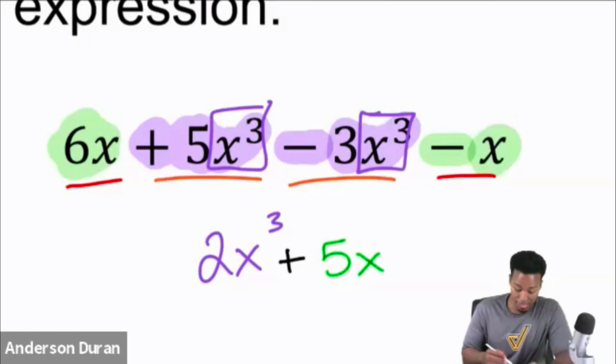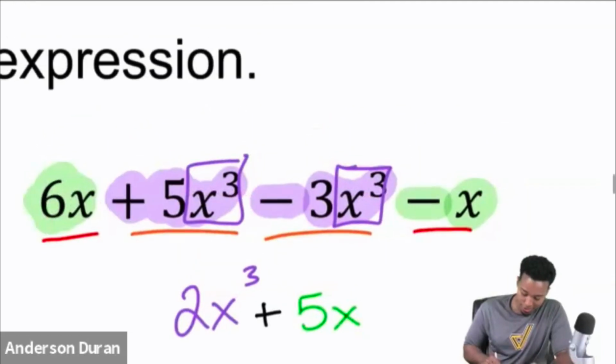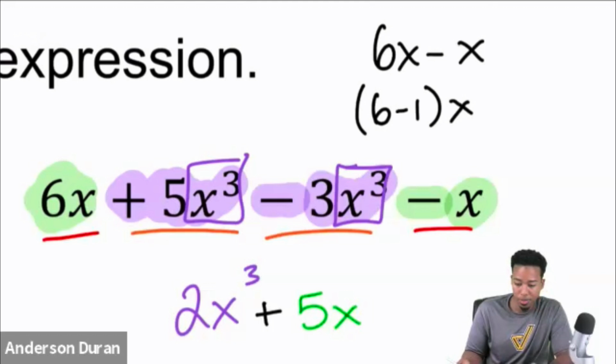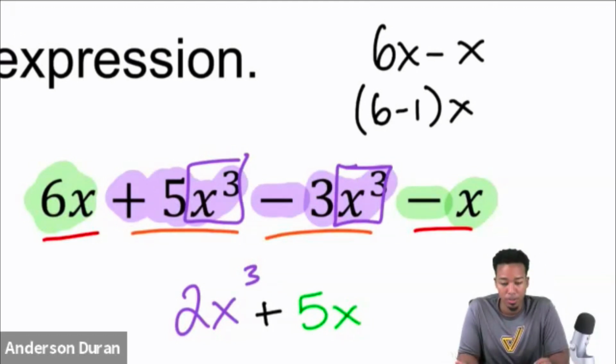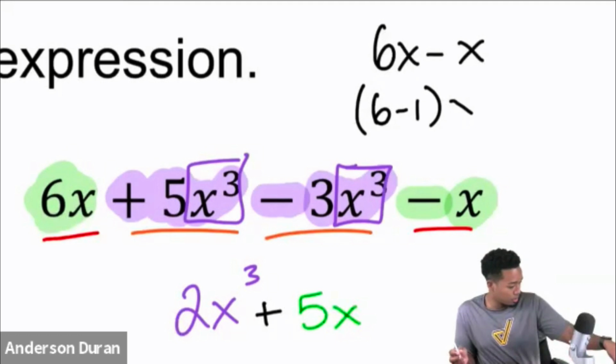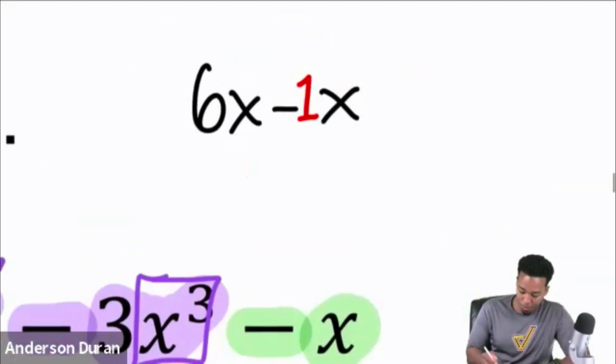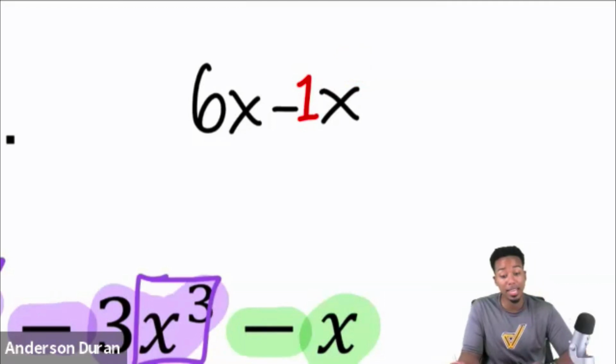So yeah, again, 6x minus x. I got y'all. That's like saying 6 minus 1 of those x's. Yeah, they are like terms. So you can treat it like this. Everybody, what do I always say? What number is in front of a variable that doesn't have a number in front of it? A 1, right? Absolutely. So if I put a 1 right there, think about it now like this. If I have 6 x's and I take away 1 x, how many x's do I have left?